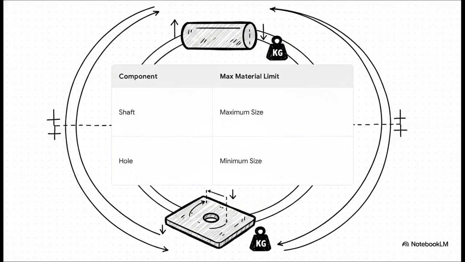MML means producing the absolute thickest, largest shaft allowed by the tolerance. But for a hole, it's literally the exact opposite. Think about it. Drilling the smallest hole possible means you're removing less metal, leaving the maximum amount of base plate intact. So smallest hole equals maximum material limit. Kinda wild, right?